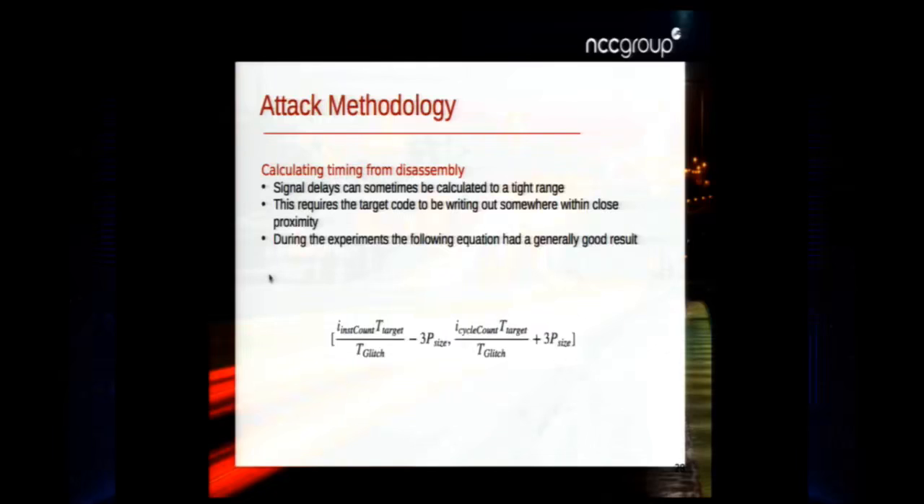So this is what I used to calculate the timing from disassembly. Pretty much at the low end, I took the total amount of instructions I had, and at the high end, I took the amount of cycles that I had. And this was just added on: I subtracted the pipeline size on the low end and added the pipeline size on the high end, just because. It's a heuristic equation. There's not really much rhyme or reason with it. This is what worked for me.